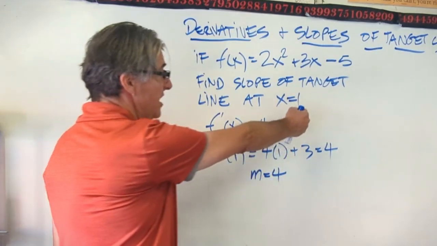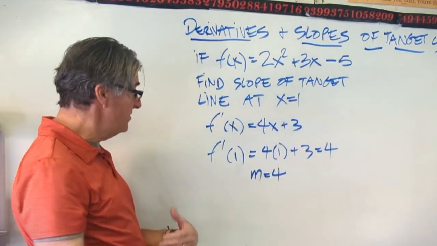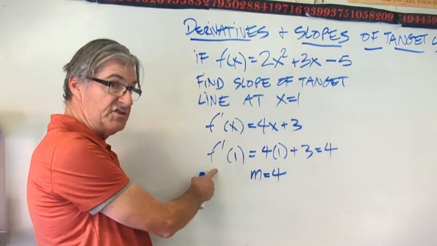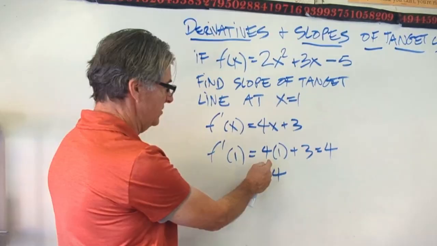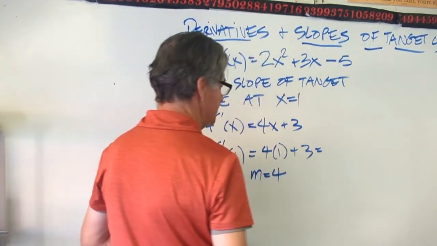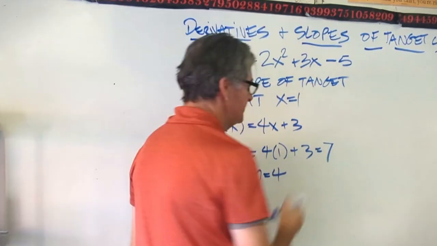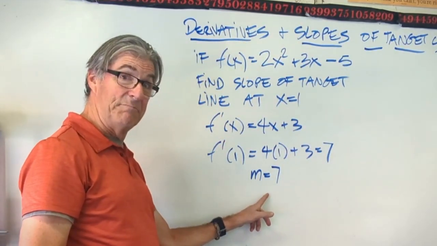Then we take our x-coordinate of the point where we're trying to find the tangent line slope, and we plug it into the derivative function. The derivative function gives you slopes of tangent lines, so we plug it in. So 4 times 1 plus 3. I don't know why I wrote 4 there, because the answer is going to be 7. And 7 there as well.